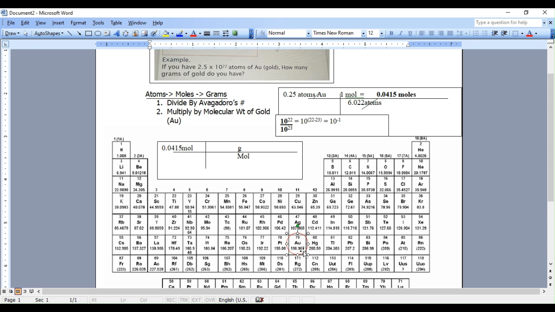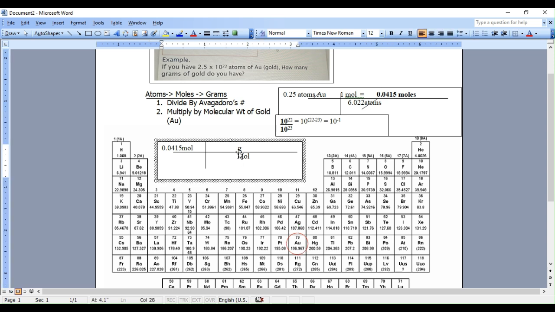The molecular weight, the number underneath, the decimal number, the messy number, let's call it, is the grams per mole. So don't put the grams down here. A lot of kids make that mistake. Most kids I've tutored, at least 50 kids, they often get it backwards. Put the mass here, grams. This is grams per mole, not moles per gram. That 196.967 is the grams per mole.